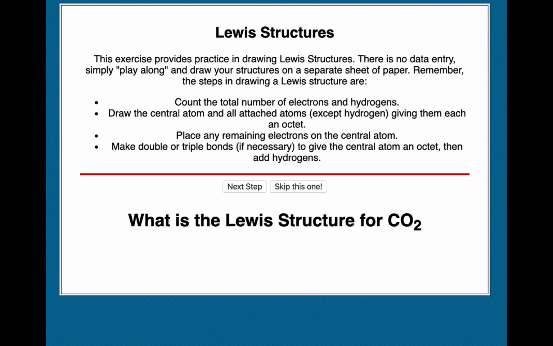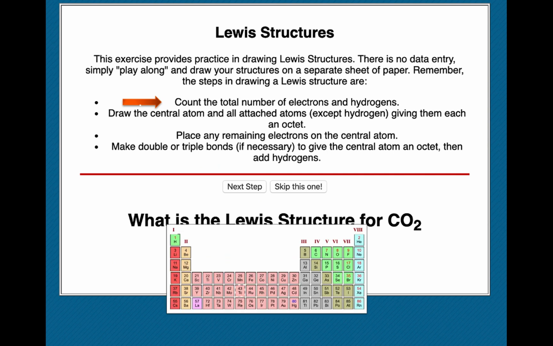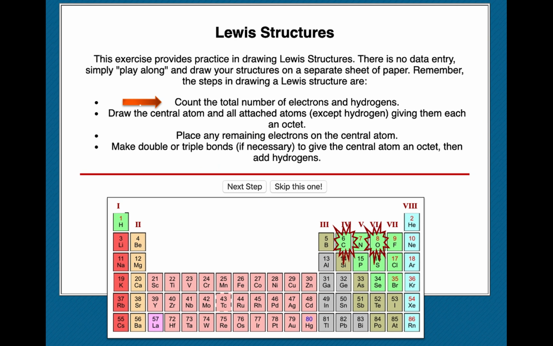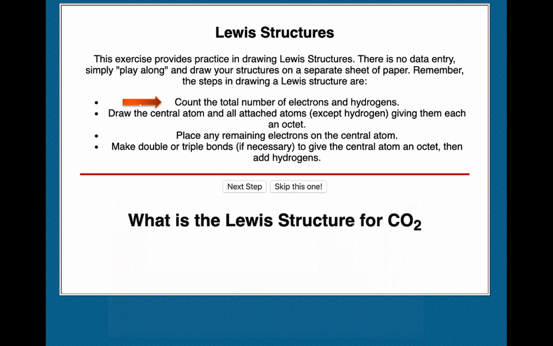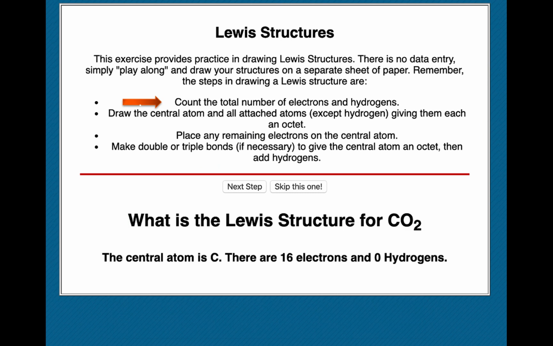So let's look at it by the rules for CO2. Rule 1, count the total number of electrons and hydrogens. Well, no hydrogens. Total number of valence electrons: carbon has 4, each oxygen will have 6. Group 4, group 6. That's 16 electrons, and of course, no hydrogens. That's step 1.